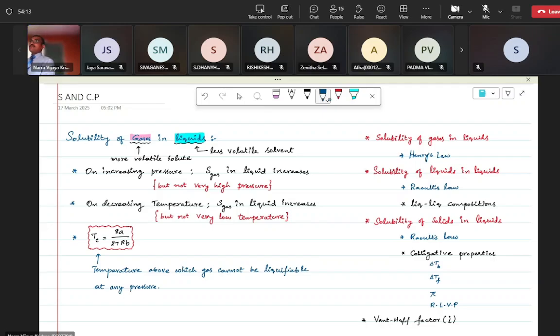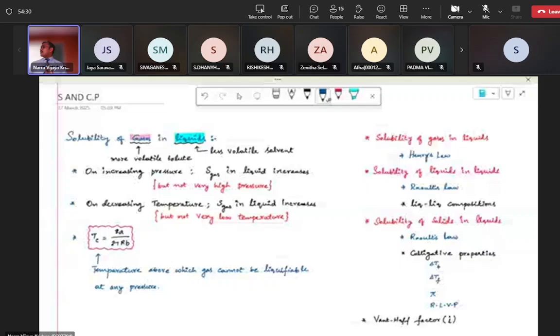Correct or not? So by applying the point of inflection, we derived and calculated PC, VC, TC, ZC in the states of matter chapter. Okay, it is not required now. Leave that. Now coming to this.